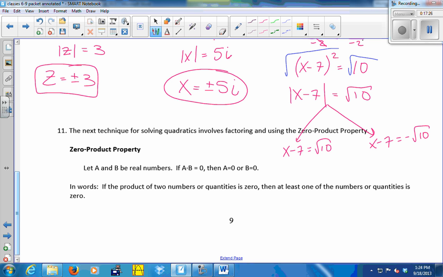Whatever I'm taking the absolute value of could be positive or it could be negative. And then solve both of these equations by adding 7 to both sides. So we get x equals 7 plus radical 10, and x equals 7 minus radical 10. Or you could write it as one statement, 7 plus or minus radical 10.